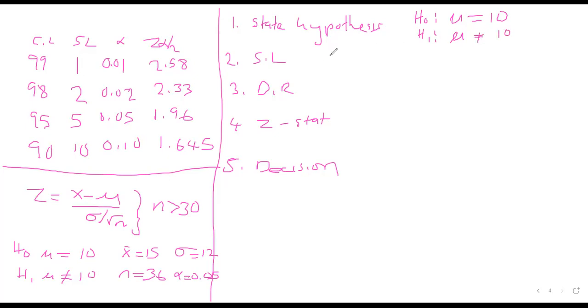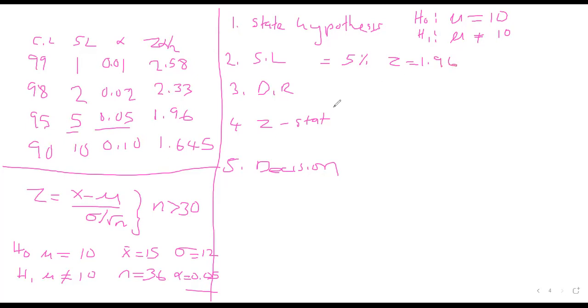Step 2, the level of significance. At 0.05 means our level of significance is 5%. So SL is 5%. So meaning our Z at this point is what? 1.96.